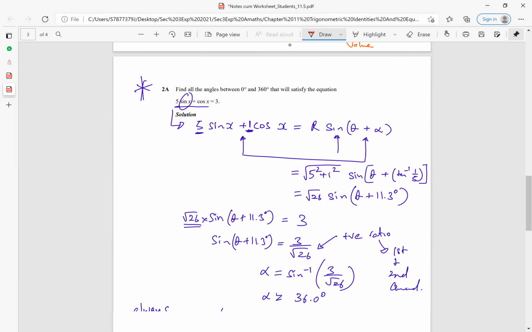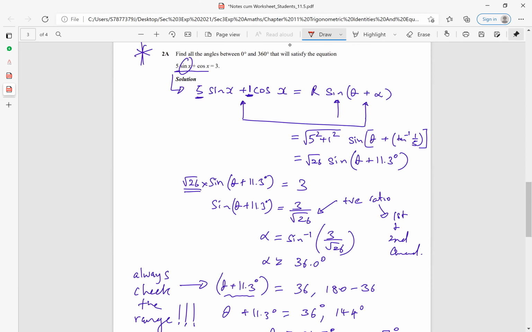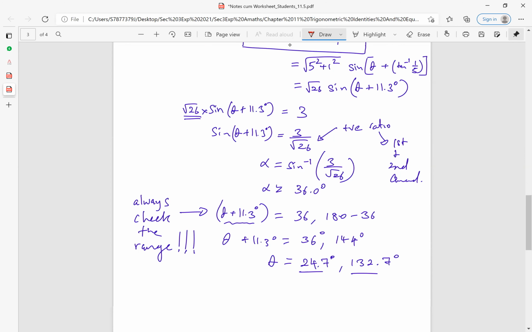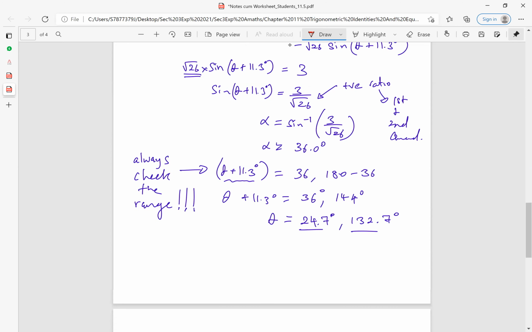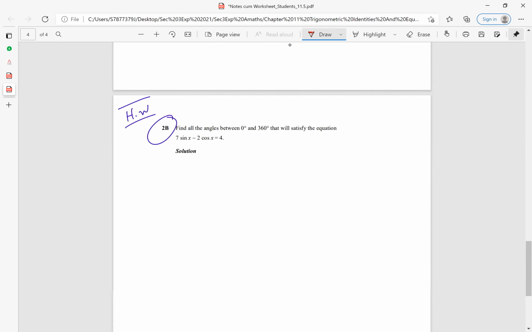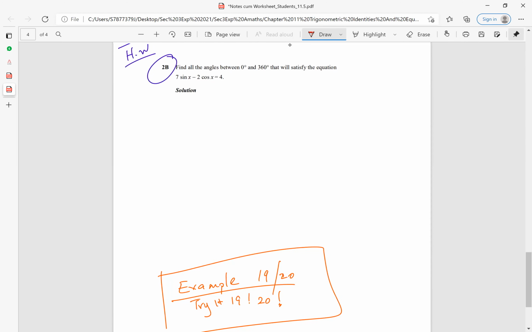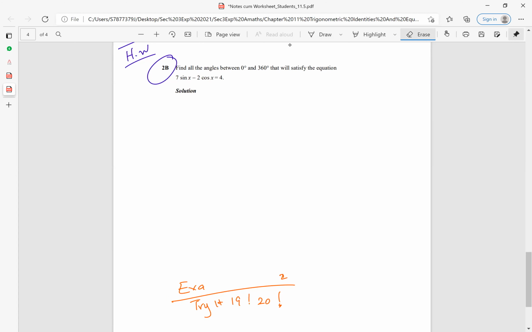Okay, have you all tried doing this again or not? 2A. Any questions so far for 11.5? That's it. I'm done with 11.5 already, just to let you know. This is the homework. Maybe we can do this. Try it 20 also, 19 and 20. Have you all tried this? No answer again. Okay.